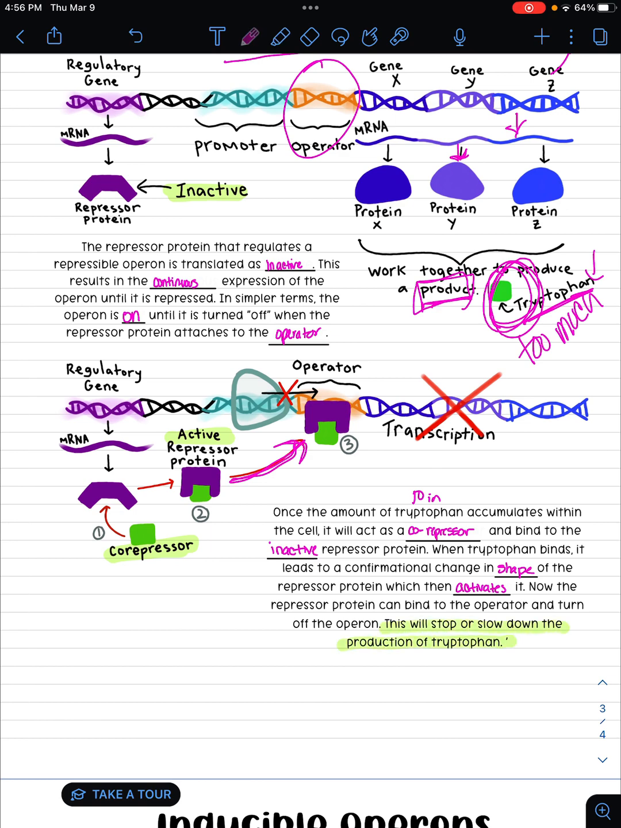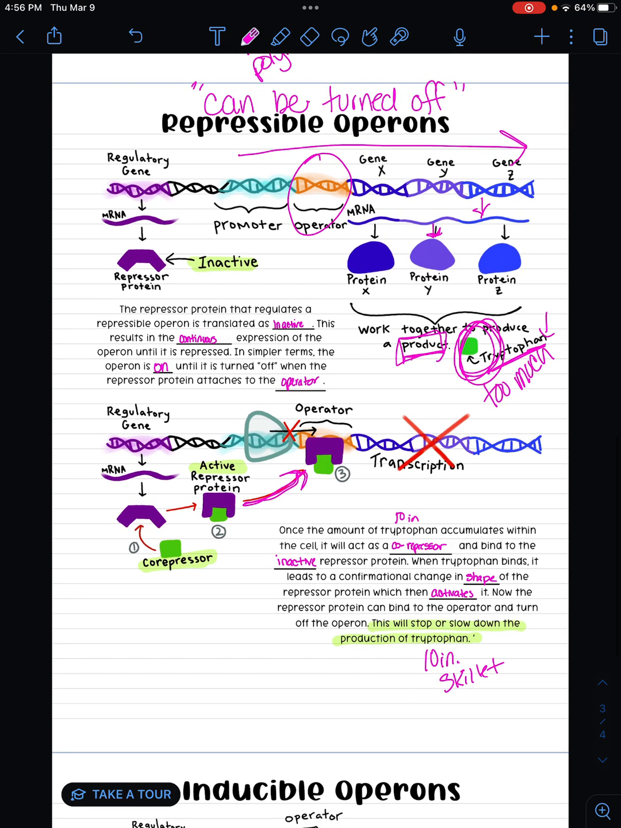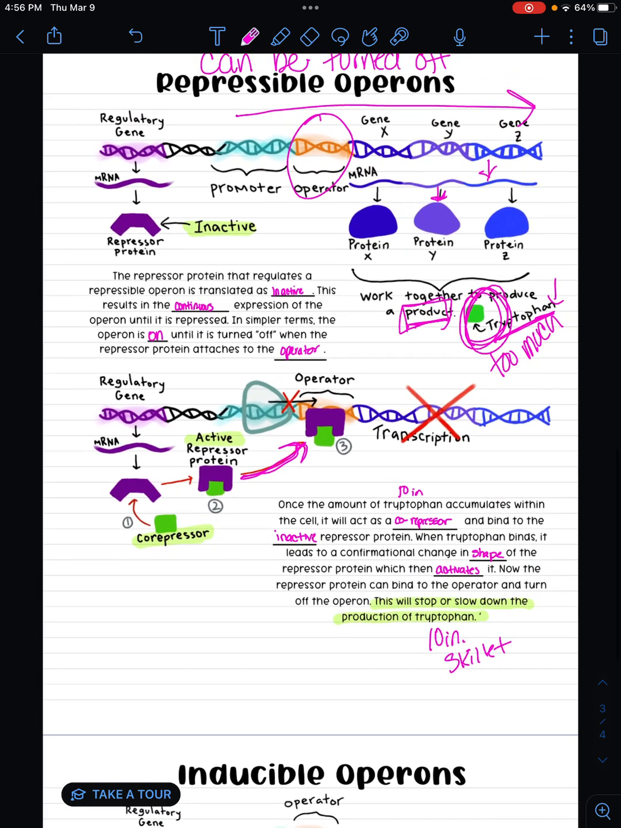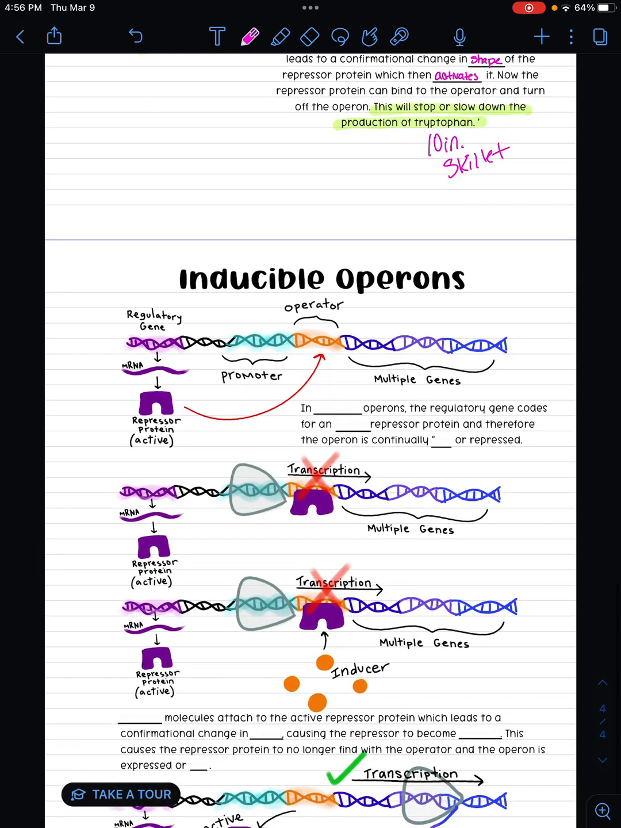Remember, that's our little 10-inch skillet, right? We don't need any more. So the skillet's going to go say, hey guys, I don't need any more. Make this repressor protein active so we can block production. That's a repressible operon. Remember, it can be turned off. Okay, that's what repressible means. Has the ability to be turned off, or the ability to be repressed.